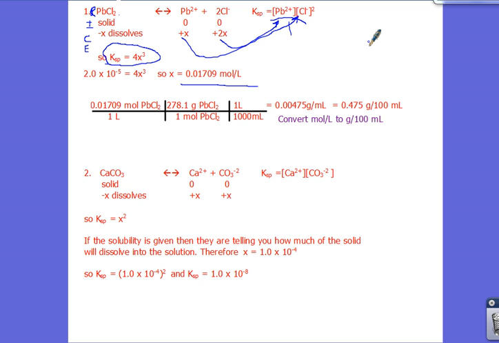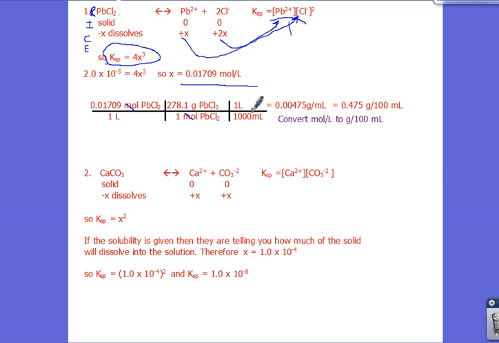This question doesn't ask for that. It says determine the solubility in grams per milliliter instead of moles per liter. So here we go. 0.0179 moles per 1 liter. 1 mole of lead chloride is equal to the molar mass from the periodic table, which is 278.1. So I've just removed the moles and replaced them with grams per liter.